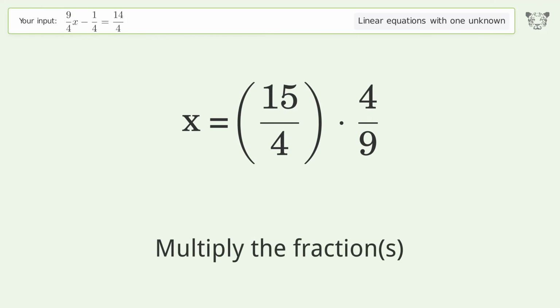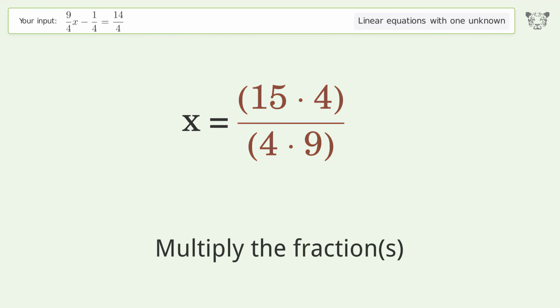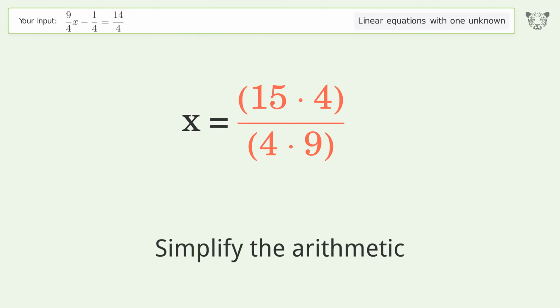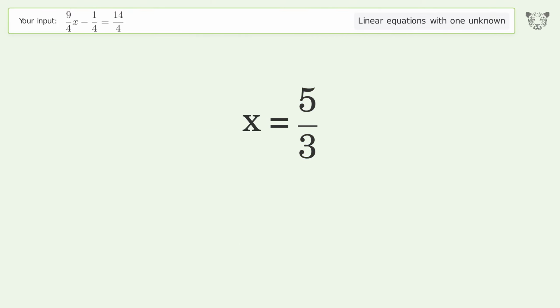Multiply the fractions. Simplify the arithmetic. And so the final result is x equals 5/3.